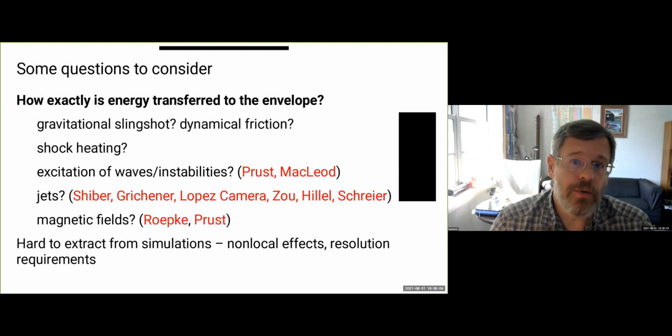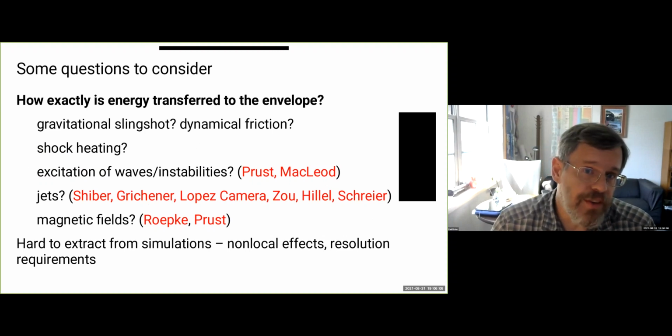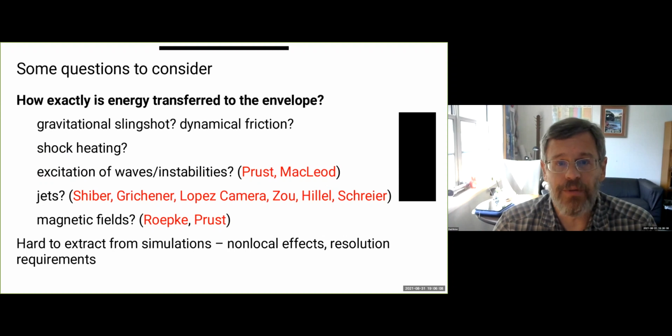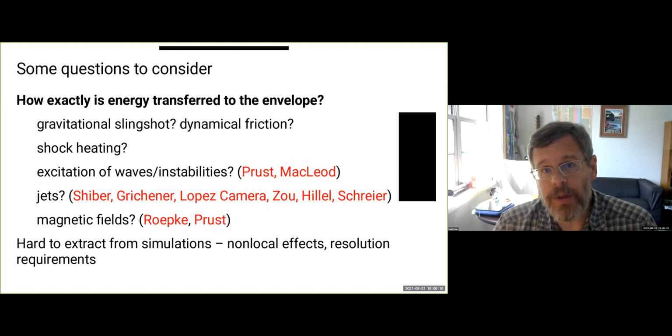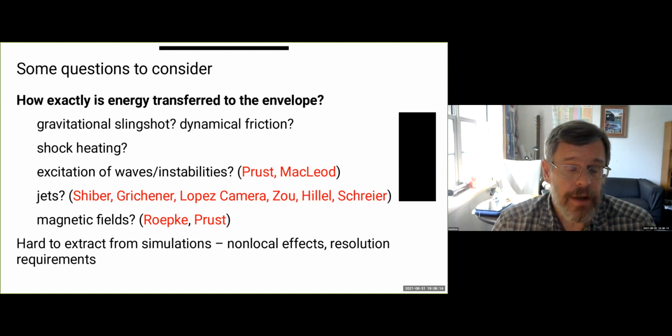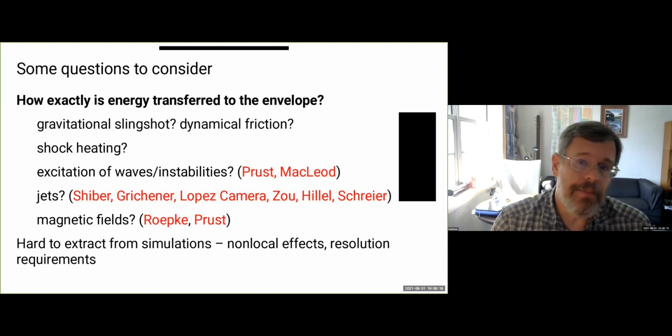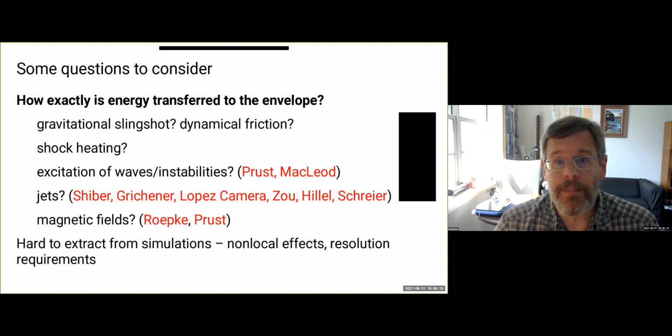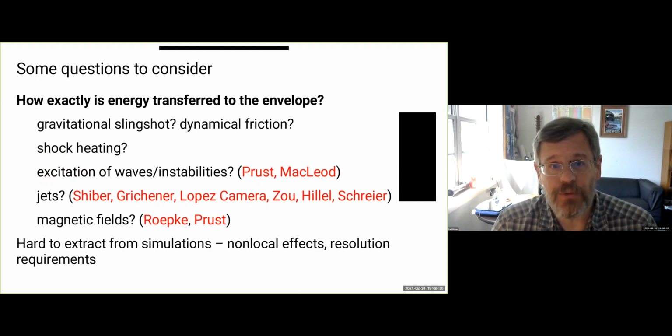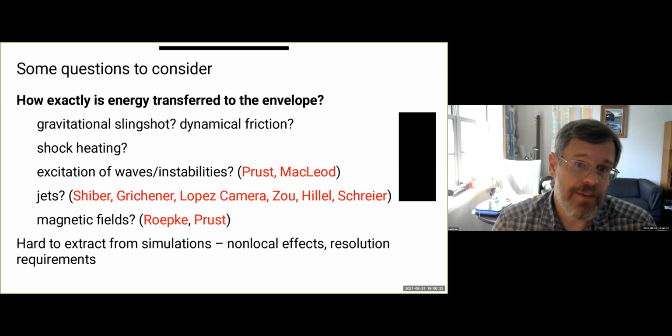And then finally, how exactly is energy transferred to the envelope? When we include only a subset of the actual physics that is in the problem, we of course limit the means by which we can actually deliver energy to the envelope. It's not simply a matter of having the right amount available, the reservoir of energy, but having the physics in the simulation that allows that energy to be coupled to the envelope.